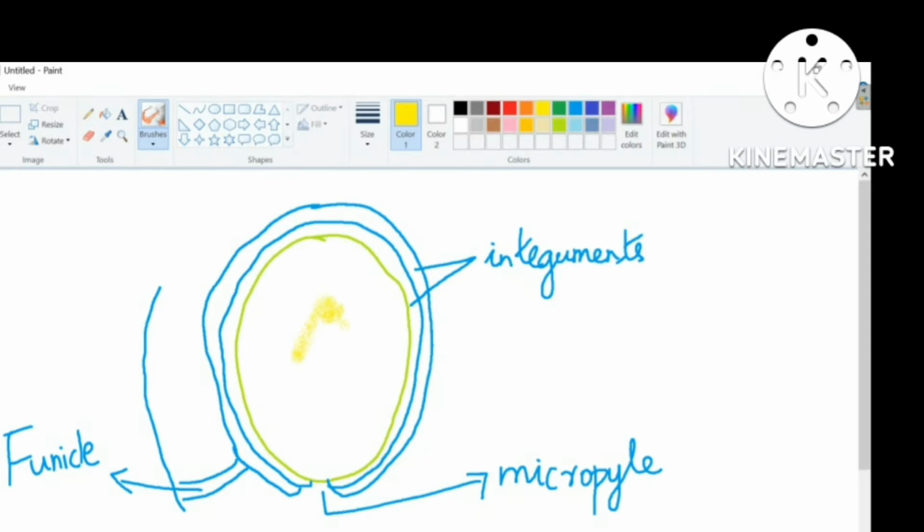And then the tissue which is present within the ovule is called the nucellus. Here every cell will be diploid. Even the ovule is diploid. So there is nucellus present within the ovule. So this is the nucellus.